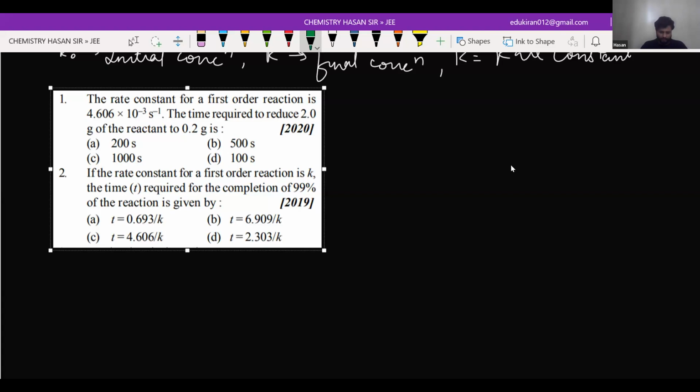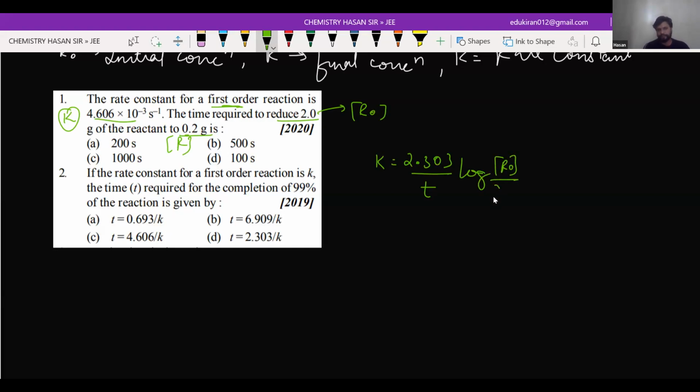Any answer? So you will see, I'm going to explain how easy it is. The rate constant is given. That means K is given. The time required to reduce 2 gram of the reactant to 0.2 gram. Very simple. This is your initial concentration and this is your final concentration. For first order reaction, what is the formula? I just gave you the formula for first order reaction. K is equal to 2.303 upon t, log of initial upon final.